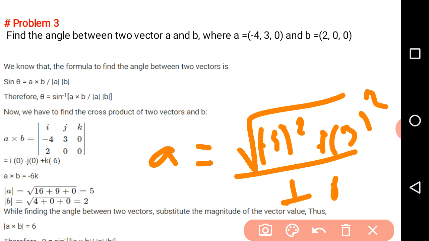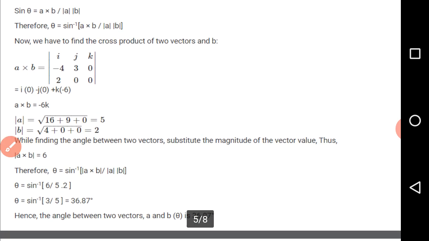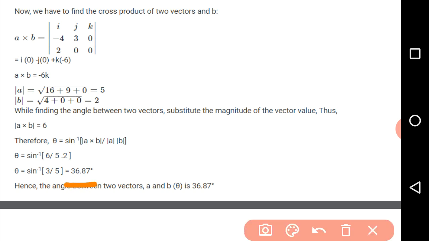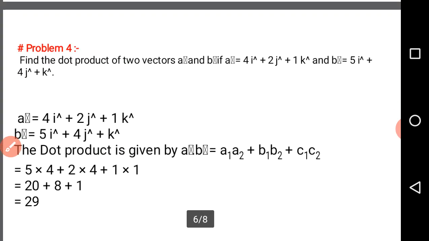And the magnitude of vector B is root 4, that is equal to 2. Now modulus of A cross B is equal to 6. The magnitude of A is 5 and the magnitude of B is 2. So 5 into 2 is 10, and 6 upon 10 is 3 by 5, sin inverse of 3 by 5, that is equal to 36.87 degrees. So this is the angle between them.